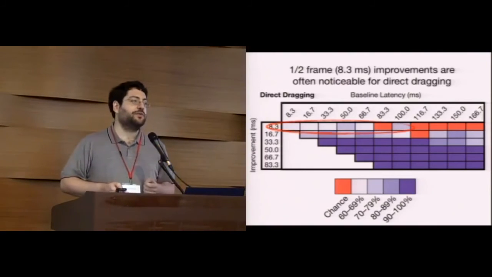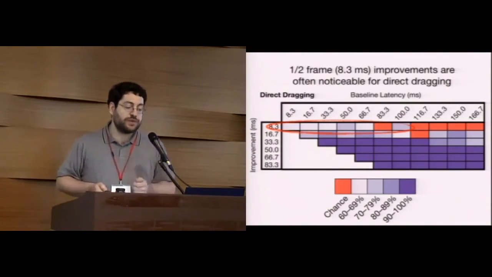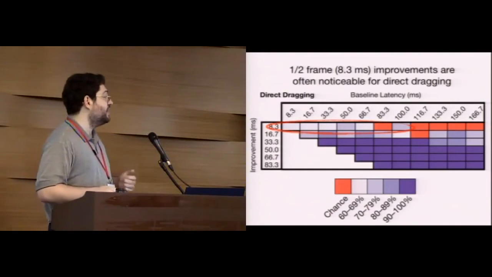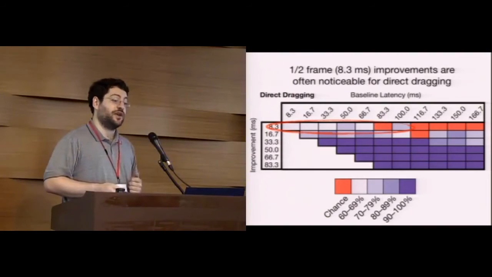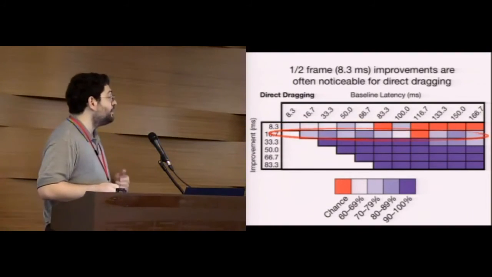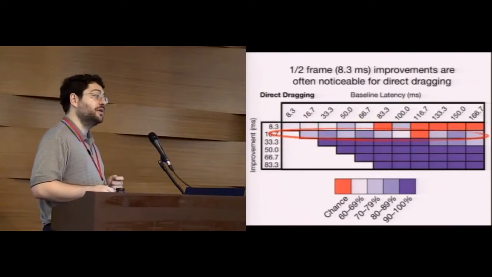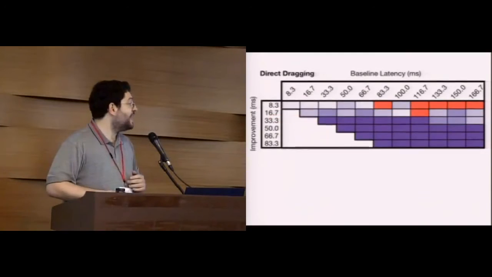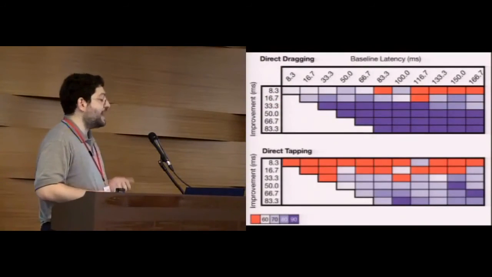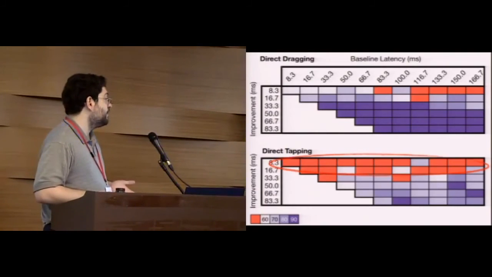Half frame improvements, so 8.3 millisecond improvements, were noticeable by our participants when you're starting at low baselines. So that's pretty remarkable. That's 120 hertz frame. We also see that essentially across the board, a single frame improvement is also noticeable, no matter what your starting baseline is. If we add in now the data for direct tapping, we see a very different performance curve.